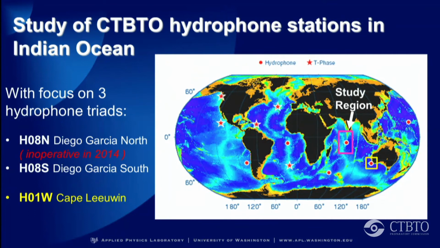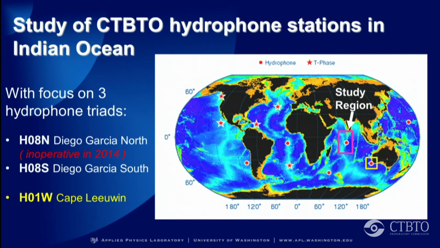But I discovered some very interesting propagation effects that we see on these hydroacoustic stations. So I'm going to focus on three hydrophone triads on two stations in the Indian Ocean. One of these is located in the yellow box, right here, off Cape Leeuwin. And that's a single station with three hydrophones.